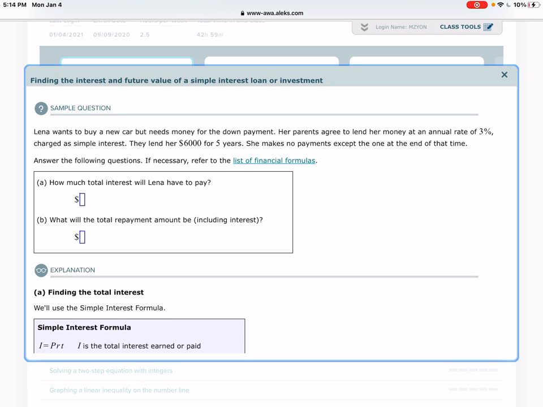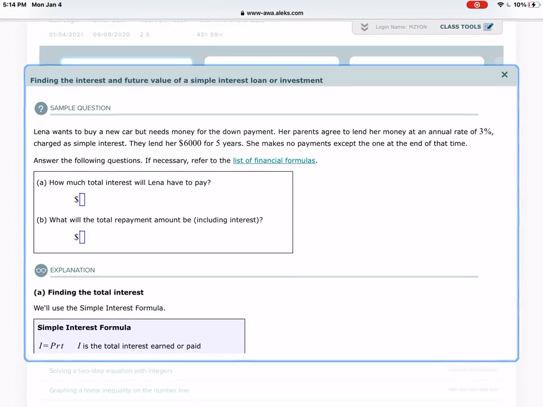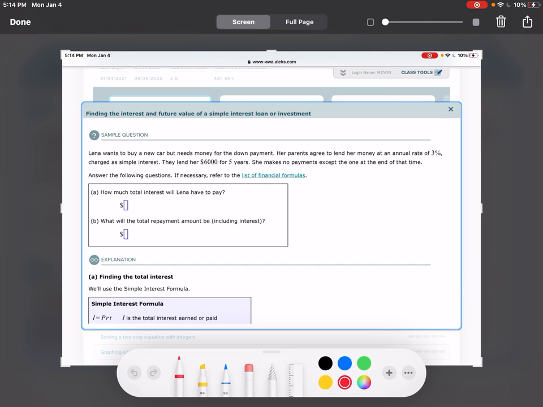But they lend her $6,000 for 5 years, and she makes no payments except the one at the end of that time. So the annual rate means that she's going to pay 3%, not just at the end. She's going to pay 3% every year. And that's when our little formula kind of comes in handy. So let's put that into a formula. So we want to know, she makes no payments until the end of the time. Answer the following questions. How much interest will she pay?